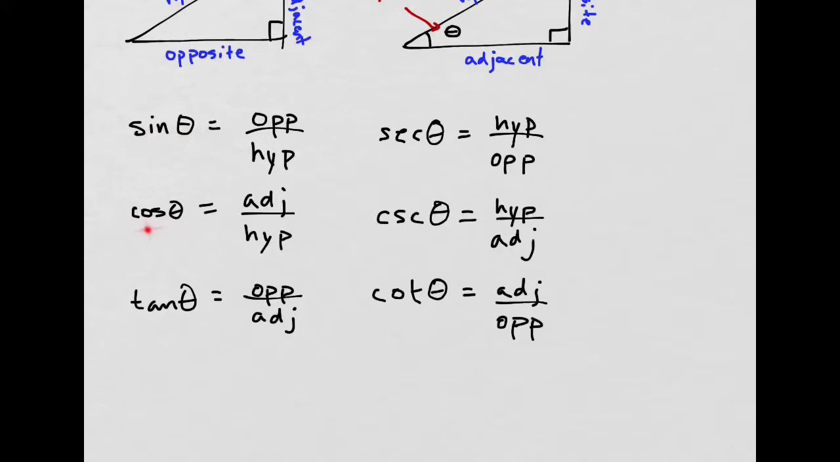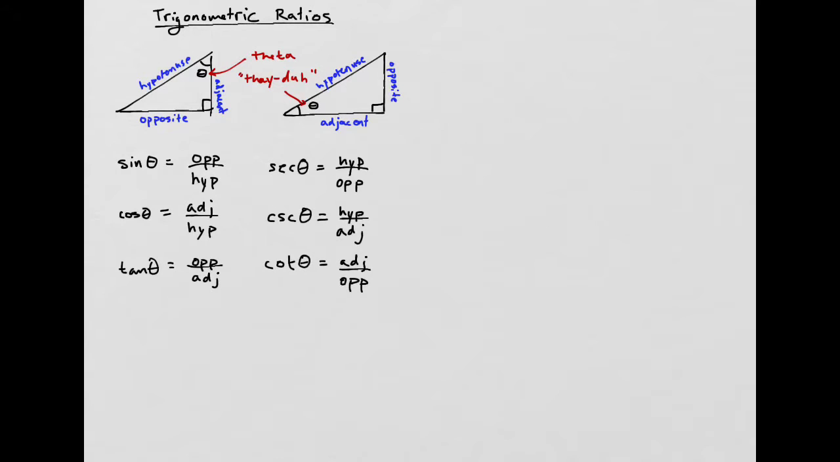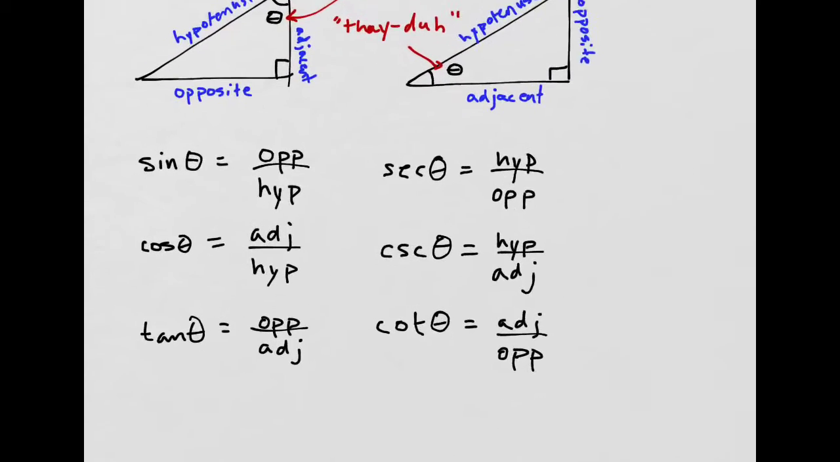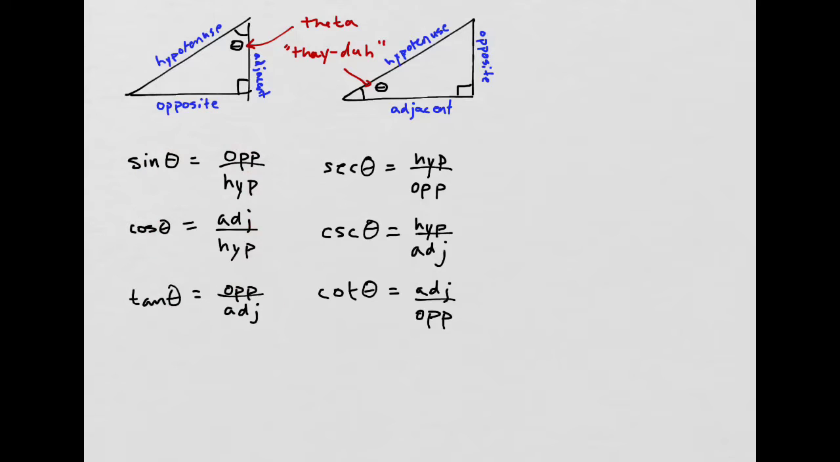Cosine, so this is called sine, this is called cosine, tangent, secant, cosecant, and cotangent. And these are all defined by dividing the sides of the triangle. That's just the definition of these trig functions. So this is right triangle trigonometry, just the trig ratios. A way to remember these is SOHCAHTOA. I think you've heard that before from geometry. Sine is opposite over hypotenuse. Cosine equals adjacent over hypotenuse. Tangent equals opposite over adjacent.